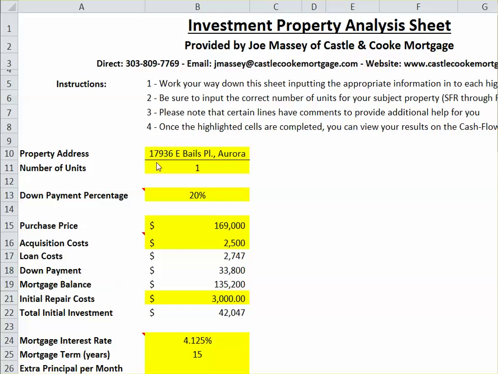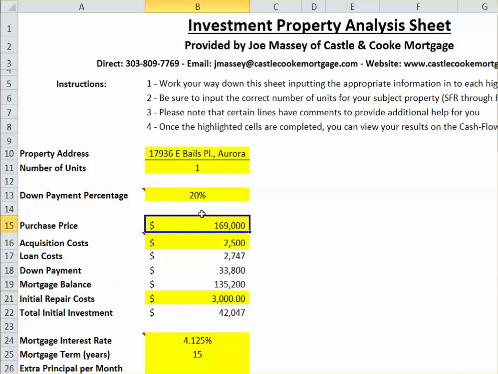Here's where we're going to start right here. What you see is property address. Great, this is the actual property that my guy bought. It was a small, I think about 1,100 square foot, 3-bedroom, 1-bath property in a nice part of Aurora. And we put in the number of units, just one unit. And then you'll see here, I put in 20%. He put 20% down. So you can see I could, for example, change this to 30% as I just did, or put it back to 20%.